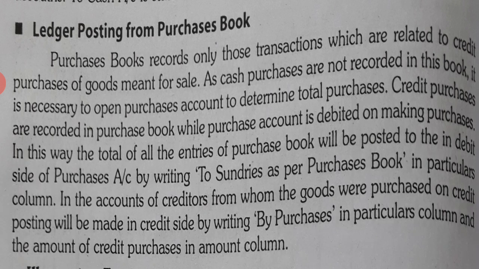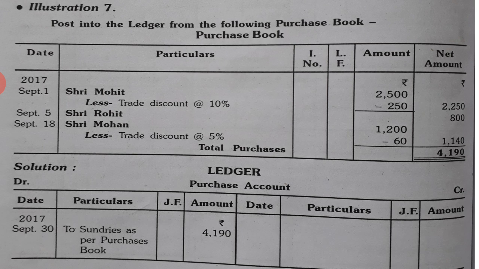Okay, so for this, even if purchase book, sales book, purchase return book or sales return book are maintained by the business, even then we have to make such accounts in the ledger. So how is it done? You see, you are given one purchase book.